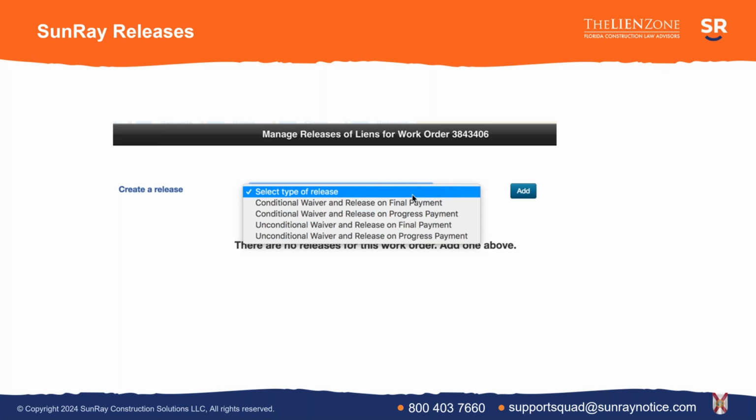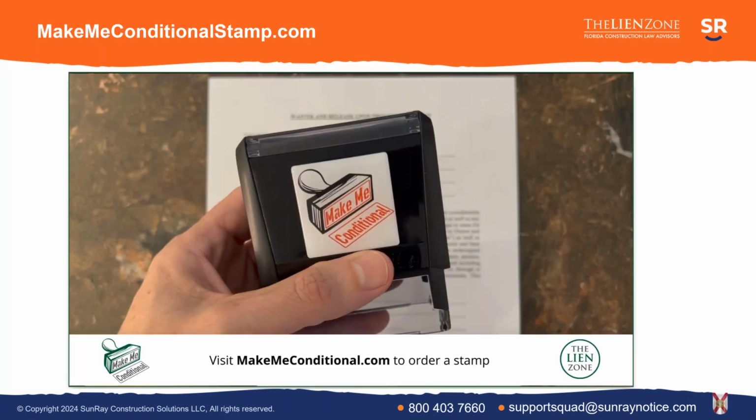Now, as far as our tools, if you use SunRay, which all of you should, you can pick conditional waivers when you are closing out your projects or getting releases produced through SunRay through their release system. So just know that those conditional releases are already in the forms available to you on SunRay. We also have a stamp. It's called the makemeconditionalstamp.com. If you go to makemeconditionalstamp.com, you will see a little video and a section where we will send you this stamp for free.